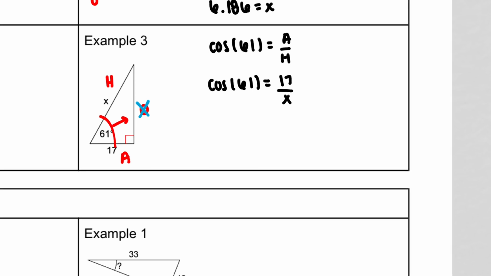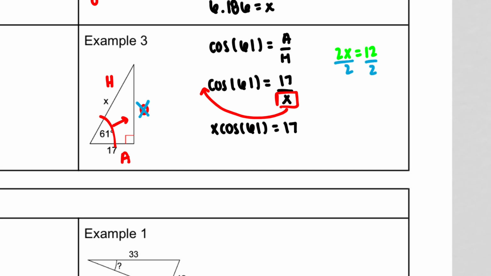So same thing here. We're going to take that X and we're going to move it in front. I now have X cosine of 61 is equal to 17. But X is not by itself. So if I had something like 2X equals 12, I'd actually go and divide both sides by 2 and find out that X is equal to 6. So what I did here was I divided by anything in front of the X. We're going to do the same thing over here. I'm dividing by anything touching the X.